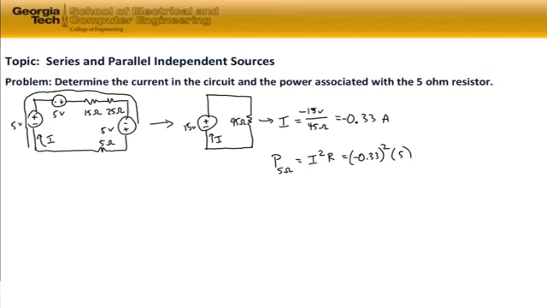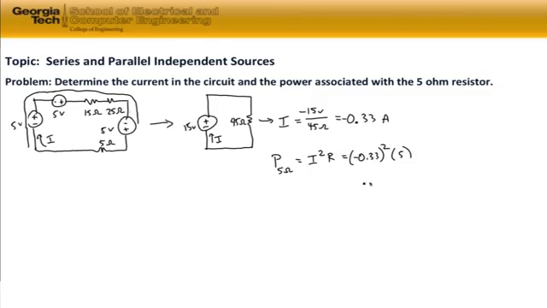Now if we want to find the power associated with the 5 ohm resistor, we can use our well-known equation for power, where power is equal to I squared R. Our current, which we just found, is minus 1/3 amps. We square that and we multiply it by the 5 ohm resistance to get our power associated with the 5 ohm resistor. We notice that that power is going to be a positive power.